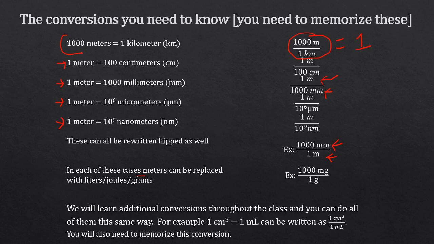You can also replace the base unit with other units. So for example, 1,000 millimeters is 1 meter. It's also true with grams. 1,000 milligrams is also a gram. When you get to volume with liters, 1,000 milliliters is 1 liter.